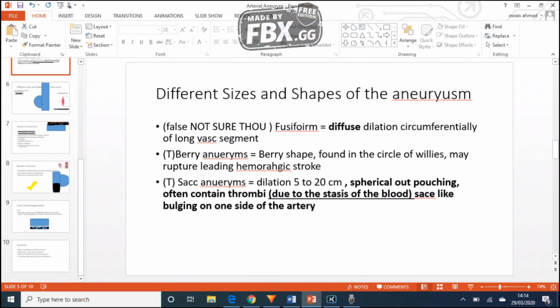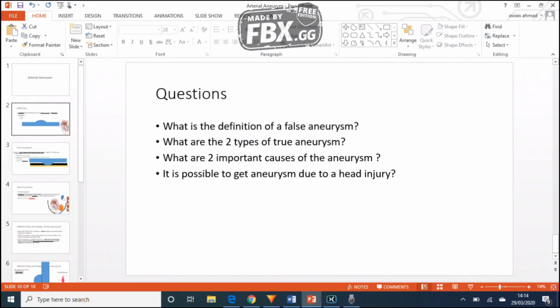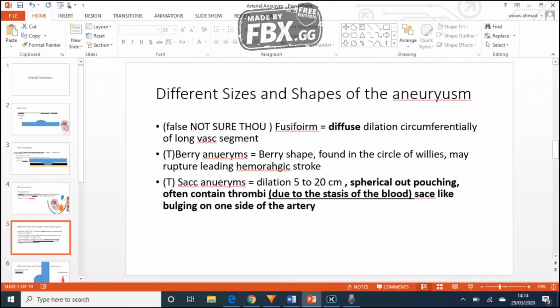I'll ask you another question. What are saccular aneurysms? Saccular aneurysms are 5 to 10 centimeters long, and they're essentially just going to be symmetric outpouchings. The main thing is due to stasis of blood.